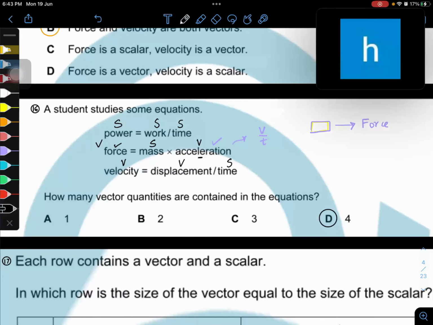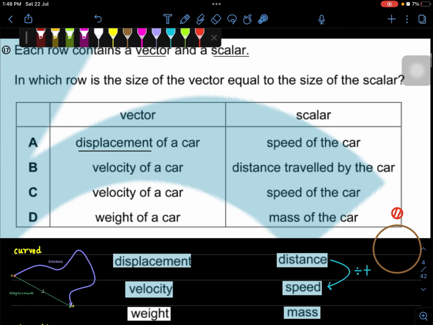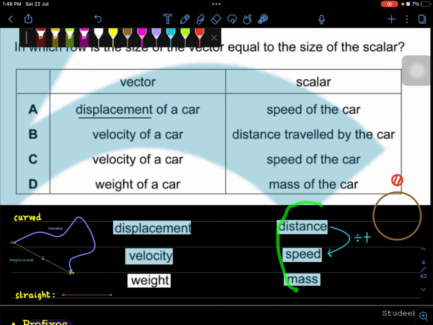Next question is question number 17. Each row contains a vector and a scalar. Now, first of all, let's identify which physical quantities, which scalars, and which vectors are given in this table. हमारे पास है distance traveled by the car, we have displacement of the car, we have speed of the car, velocity of the car, mass of the car, and weight of the car. So I have listed the scalars on this side and the vectors on the other side.